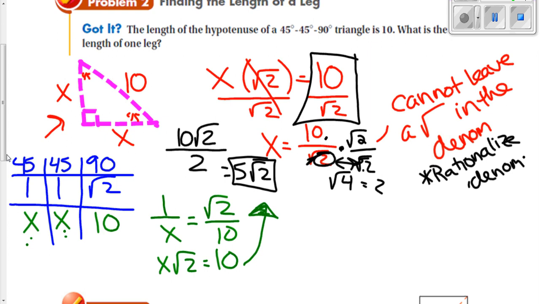So if you need to set up the chart and then write the proportion, go ahead and do that. Because in this problem, you're given the hypotenuse, so some of you may have trouble thinking backwards and thinking about where to put that radical 2 in an equation. So if the proportion helps, go ahead and do it.